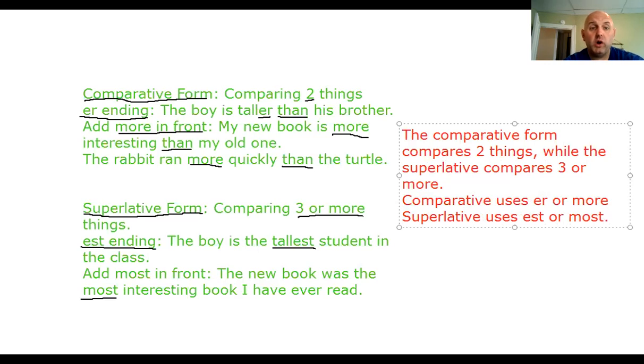Hopefully this video will help you a little bit with the comparative and superlative forms of adverbs and adjectives. Again, I will post a YouTube video also with a little bit more help on our Google Classroom. So stay tuned for that, and good luck. Thank you so much.